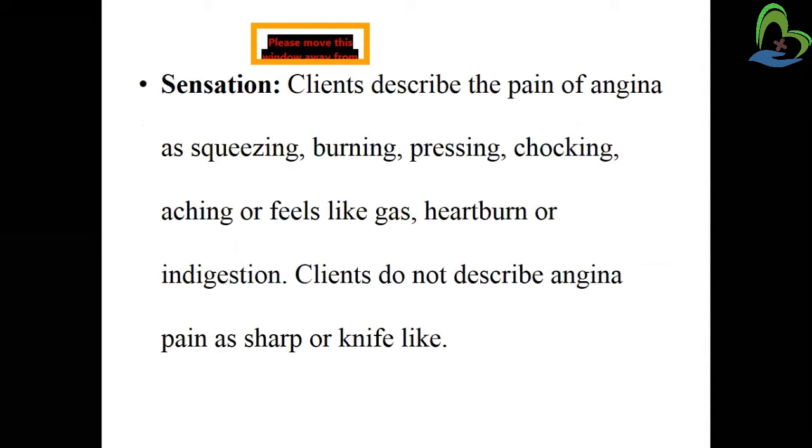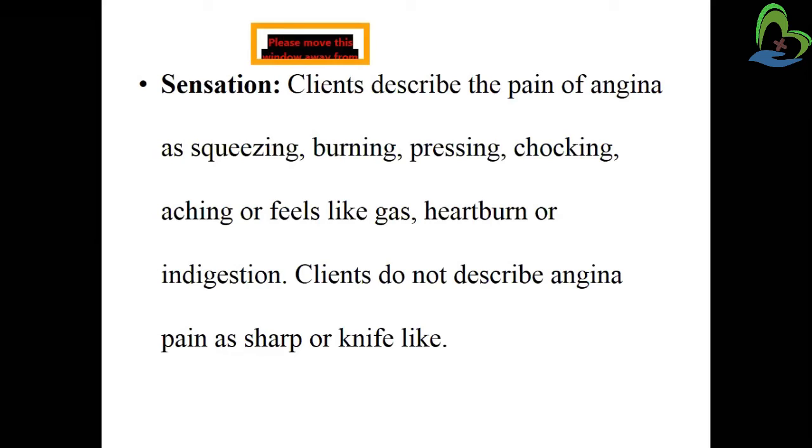Clients describe the pain of angina as squeezing, burning, pressing, choking, aching, or feels like gas, heartburn, or indigestion. Clients do not describe angina pain as a sharp or knife-like pain. They won't say that someone has hurt me with a knife. It is not a pinpointing pain, but it is like a throbbing pain. Someone is squeezing, like we squeeze a cloth. If something is burning, we are having an acidity pain.